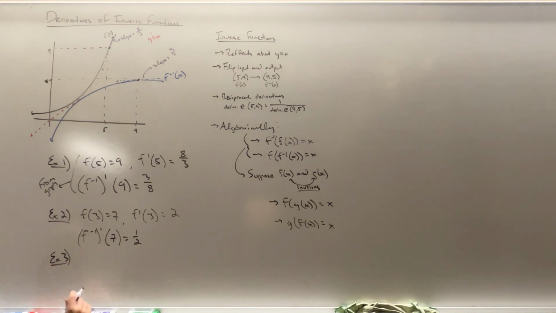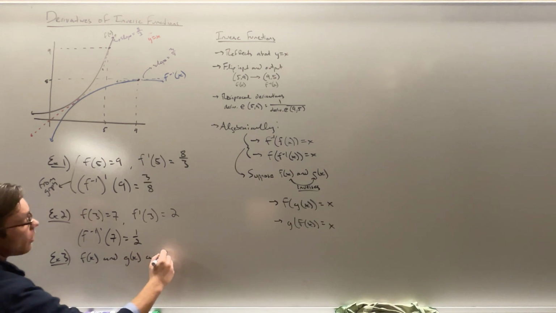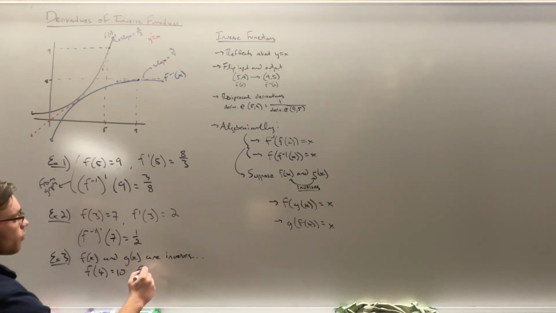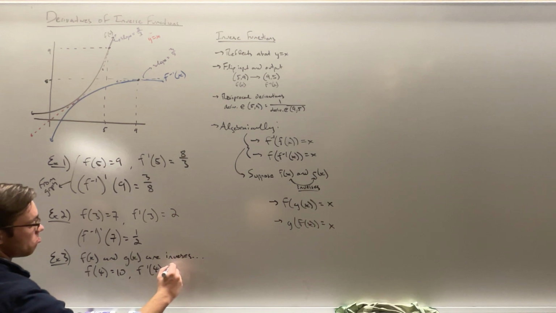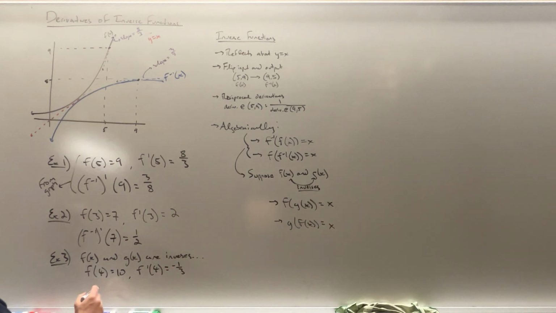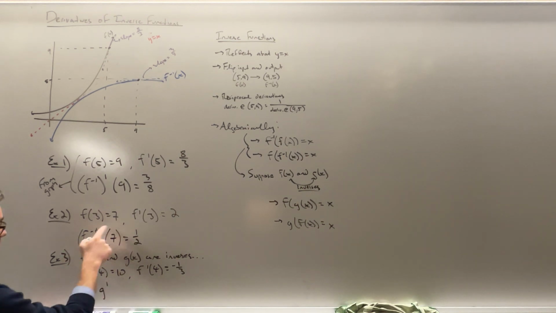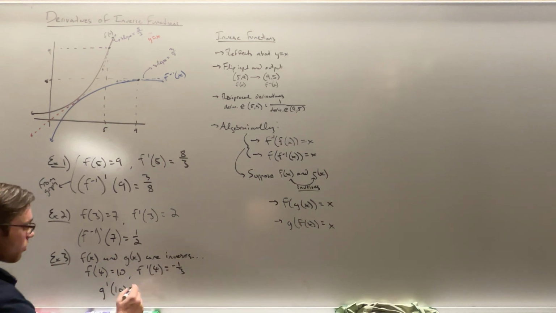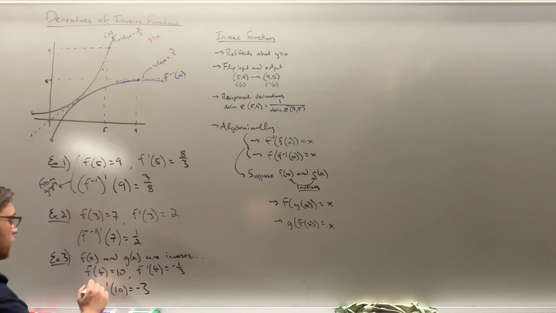Example 3. Let's say that f of x and g of x are inverses. That's the first thing. Then let's say f of 4 equals 10, and f prime of 4 equals negative 1/3. Then if g is the inverse, we know g prime, the inverse function's derivative, g prime of 10, must equal the reciprocal of this negative value, which is negative 3.